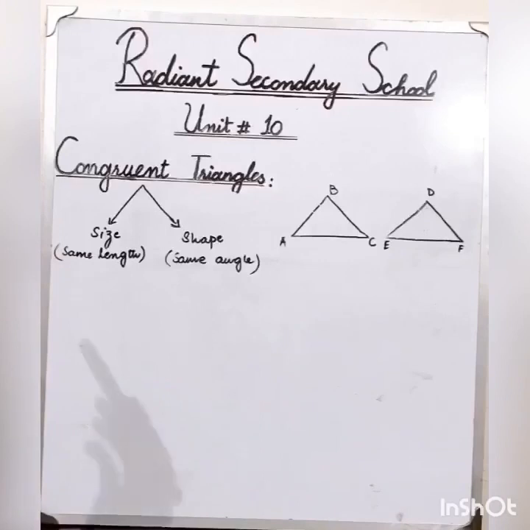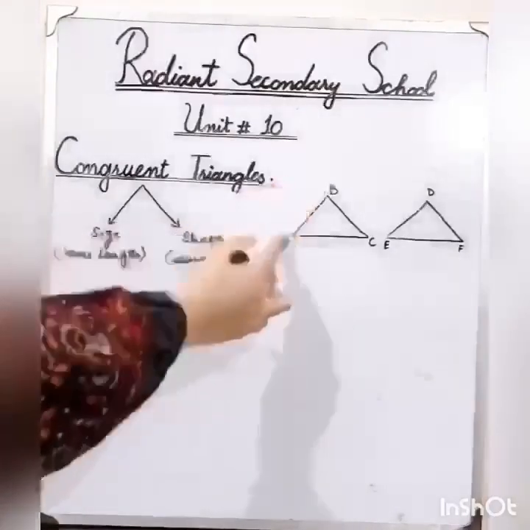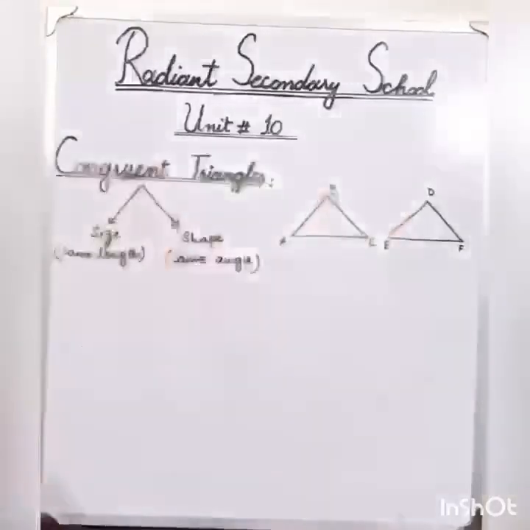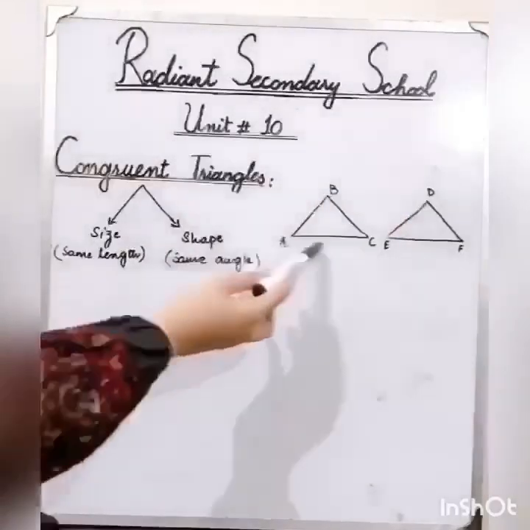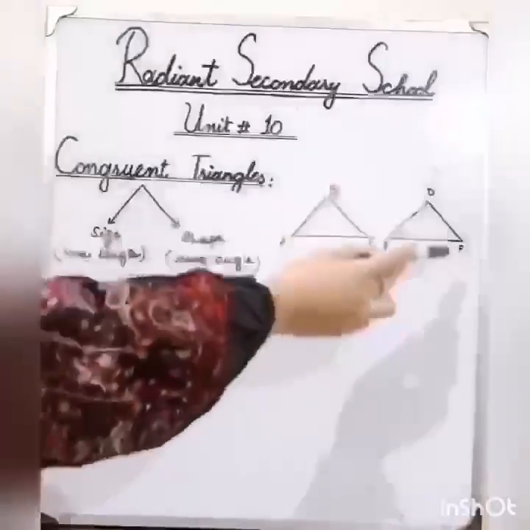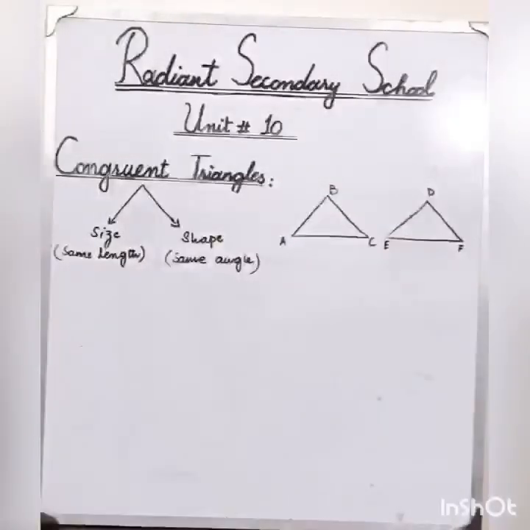And secondly, they are having same size. Same size means the length of the side is equal. For example, this side AB is equal in length to the side DE. Similarly, the length AC is equal in length with the side EF and BC is equal in length with DF. So such type of triangles are called congruent triangles.